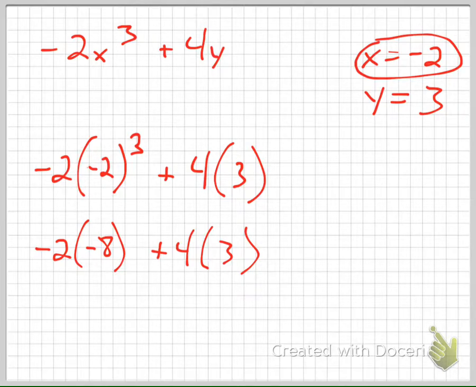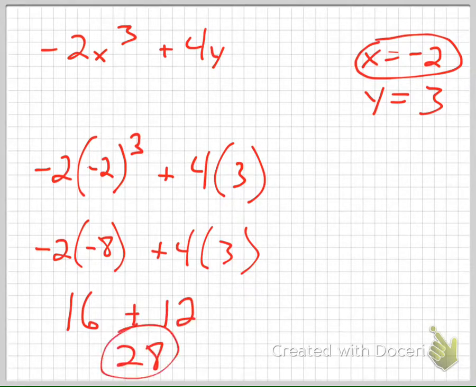Well, hold on. Is there any other exponents? No. Any multiply or divide? Yes, I have both. Which one do I do first? Left to right. What is negative 2 times negative 8? That is a positive 16. Plus 4 times 3, 12, 28. How many of you got 28? That's not enough. Try another one. Here we go.